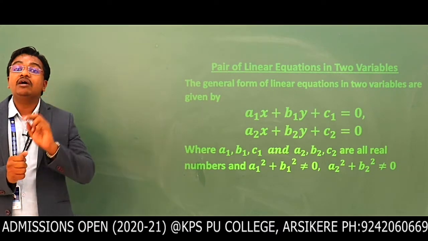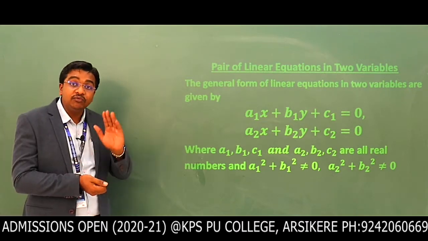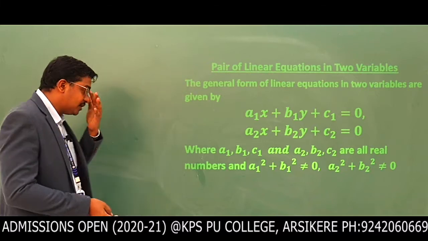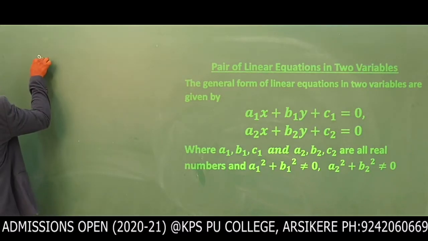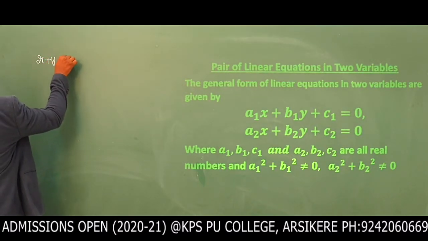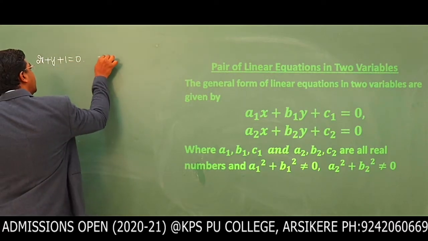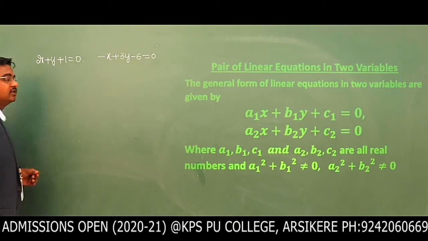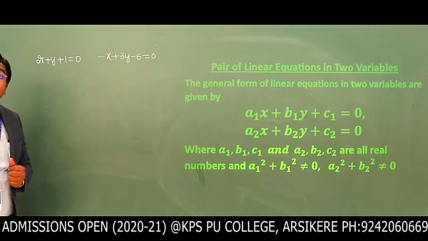That is a pair of linear equations with two variables. What are the variables here? Very good. x and y are the variables. I will give an example here. 2x plus y plus 1 is equal to 0. Another one, minus 6x plus 3y minus 6 is equal to 0. So these two are a pair of linear equations.